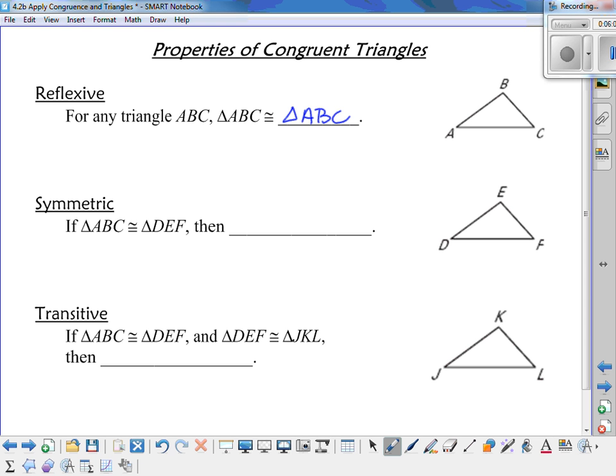It's the reflexive property. Symmetric means they can switch places. So if triangle ABC is congruent to triangle DEF, then triangle DEF would be congruent to triangle ABC. And then the transitive property, if ABC is congruent to DEF and DEF is congruent to JKL, I can say that triangle ABC is congruent to triangle JKL.